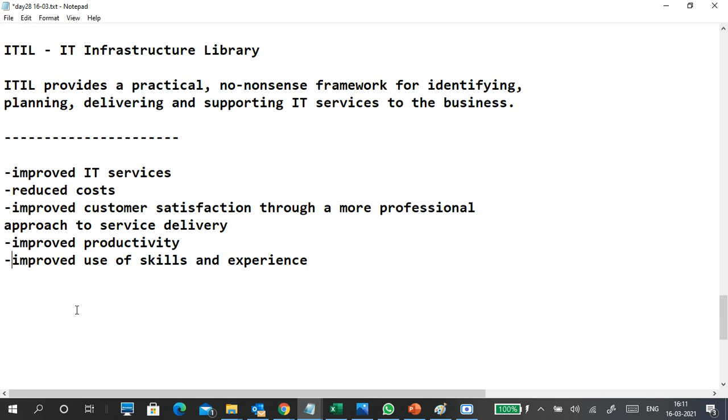Okay. 3 months or 6 months at a time bill payment. So that is how to improve the IT services, reduction of the cost, and unnecessary investment.